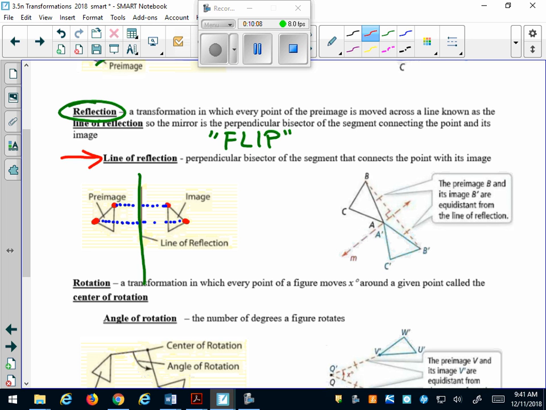The line of reflection is actually the perpendicular bisector of the segments that connect the pre-image and image points. So if you think of this as the segment that connects this point to that point, the line of reflection is actually going through it at a right angle and cutting that segment in half. The distance of each point to that line of reflection is the same on both sides.